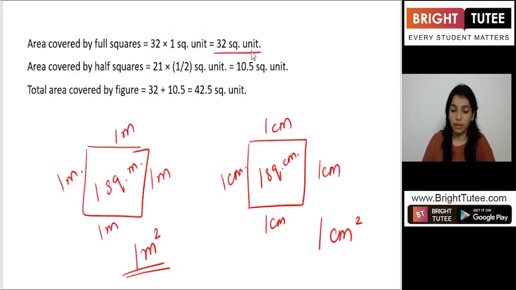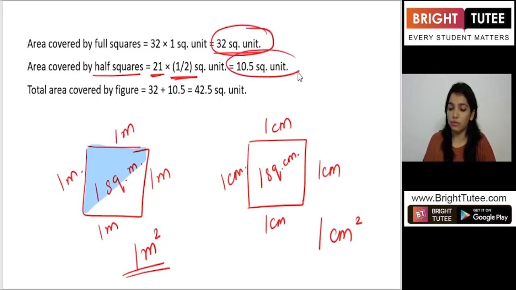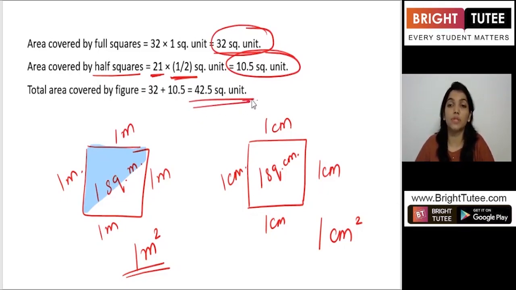Now what is the area of the half squares? 21 squares were half squares. We multiply it with half a square. So instead of this complete square, we are having a half square, just this much, the shaded part that you see. Now in order to find the total area covered by the figure, we add these two values that we have calculated. On adding them, we get the answer as 42.5 square units.